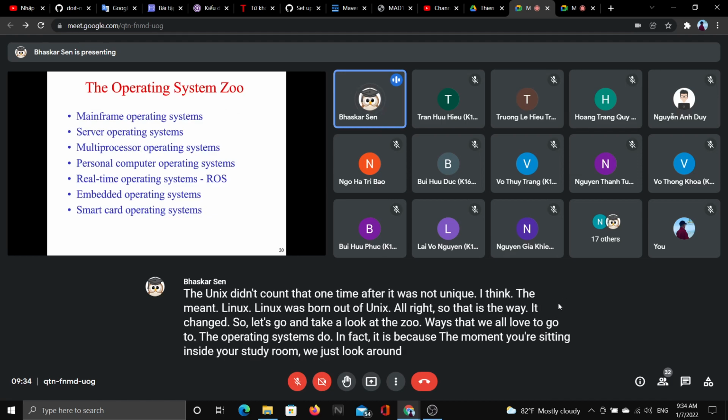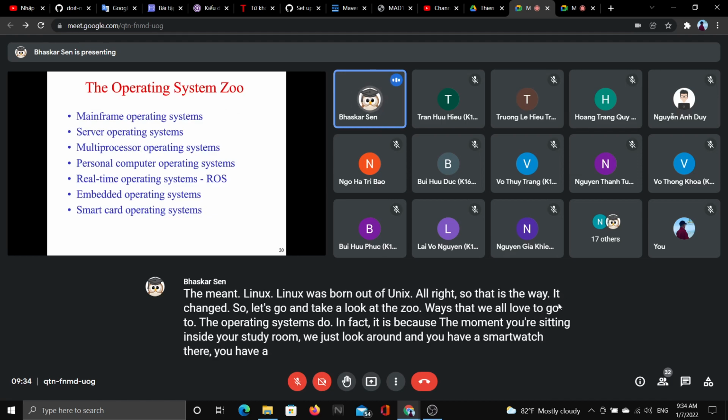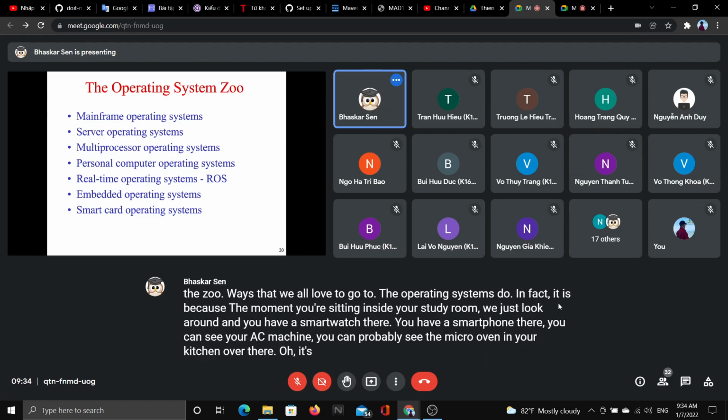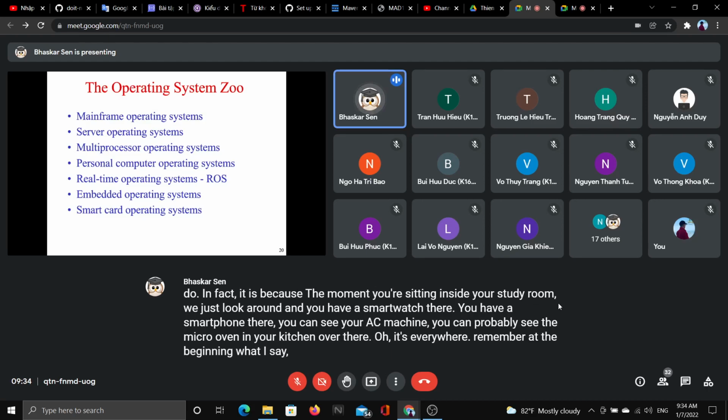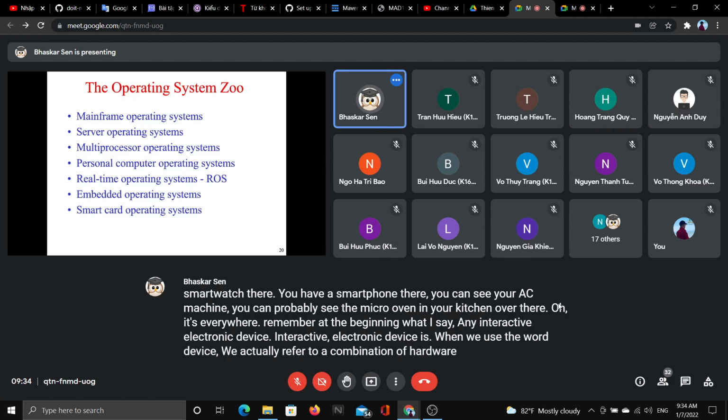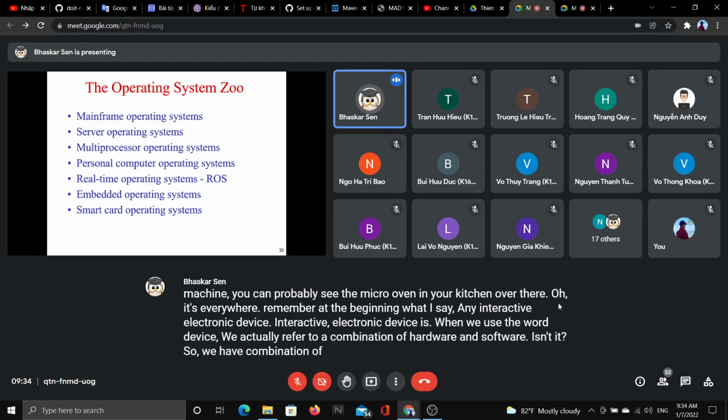look around and you have a smartwatch there, you have a smartphone there, you can see your AC machine, you can probably see the microwave oven in your kitchen over there. OS. Everywhere. Remember right at the beginning what I said? Any interactive electronic device. Because when we use the word device, we actually refer to a combination of hardware and software. Isn't it? So we have a combination of hardware and software that we usually refer to as a device.